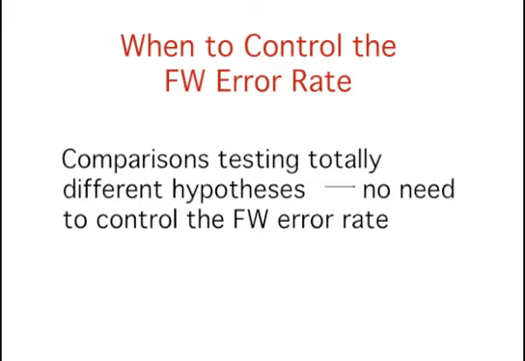Consider the two comparisons done on the attribution of success or failure data discussed in this section. One tests the difference in attributions after receiving success or failure feedback. The other tests the difference between high and low self-esteem subjects in attributions after success or failure. These comparisons are testing completely different hypotheses. Therefore, controlling the family-wise rate is not necessary.